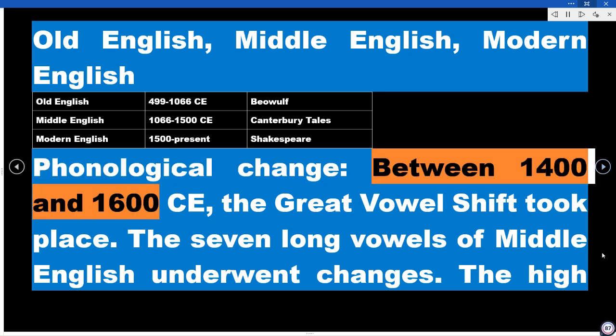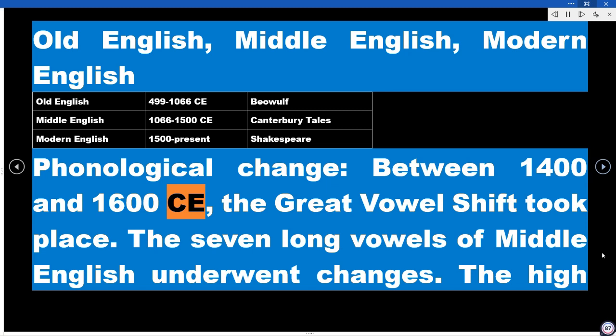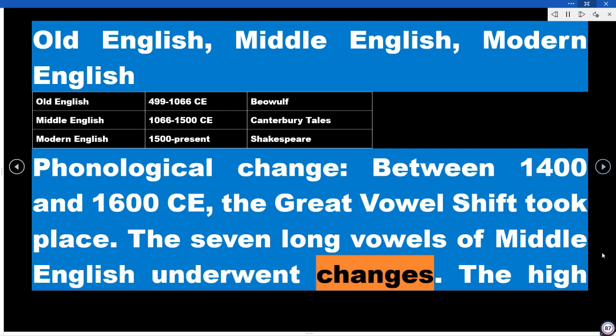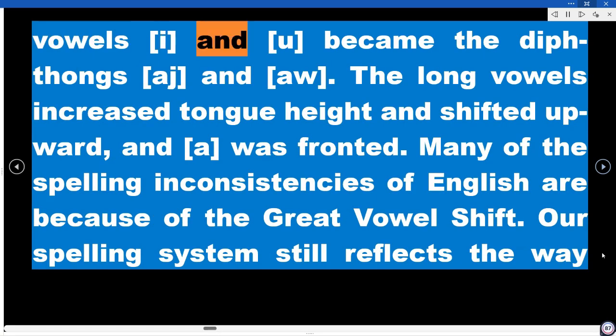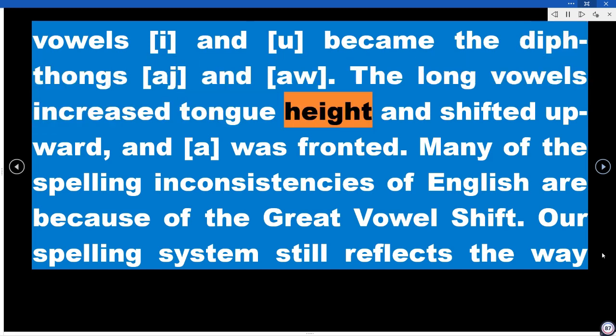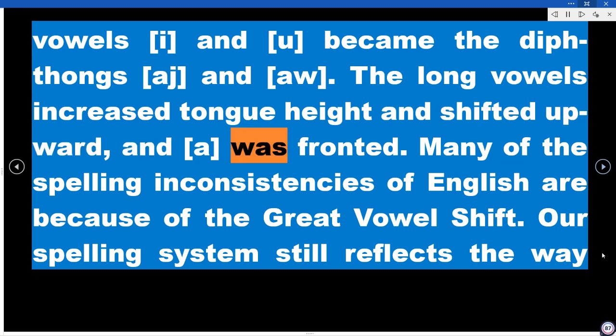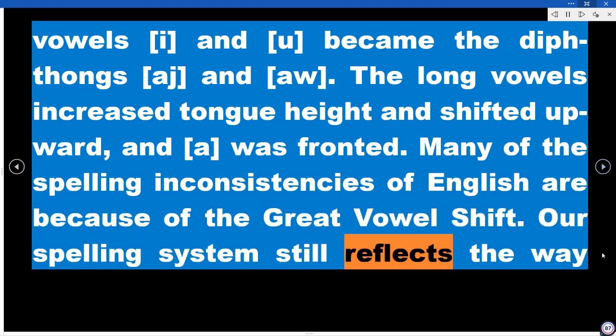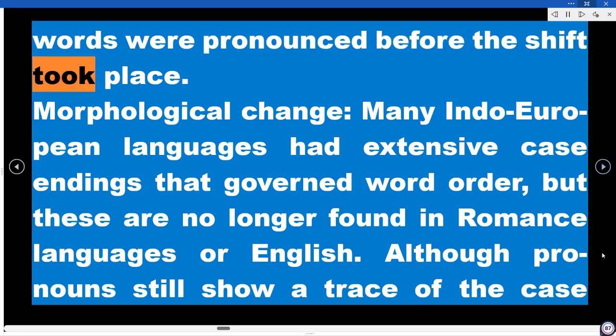Phonological change. Between 1400 and 1600 CE, the Great Vowel Shift took place. The seven long vowels of Middle English underwent changes. The high vowels I and U became the diphthongs AJ and AW. The long vowels increased tongue height and shifted upward, and A was fronted. Many of the spelling inconsistencies of English are because of the Great Vowel Shift. Our spelling system still reflects the way words were pronounced before the shift took place.